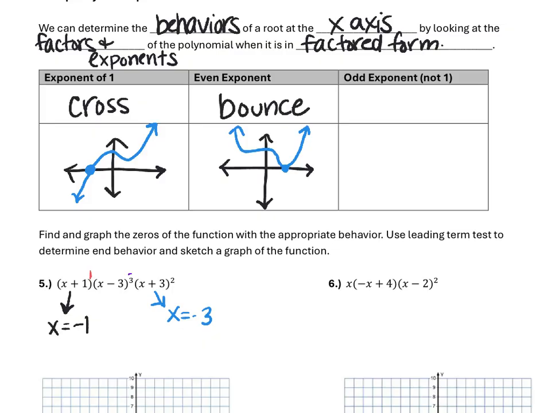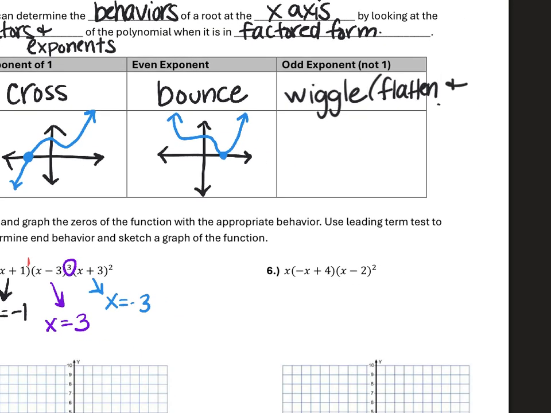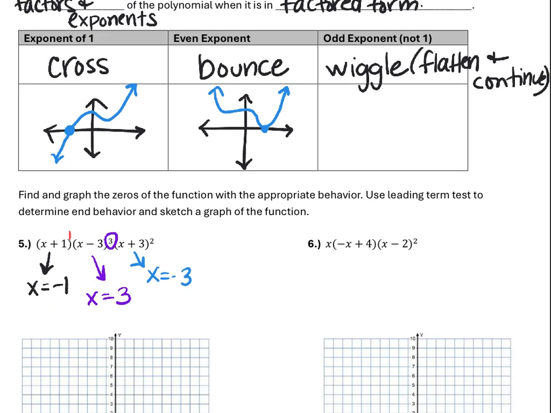The last possibility is if you have an odd exponent that's not 1. 1's its own thing, but anything else odd. 3, 5, 7, 9, whatever. This 0 would occur at 3, and it's going to, I don't know why we have to call it this, but we do, wiggle, which means it will flatten and continue in the same direction. So what it looks like is this. So look at your cross, it just goes straight across.